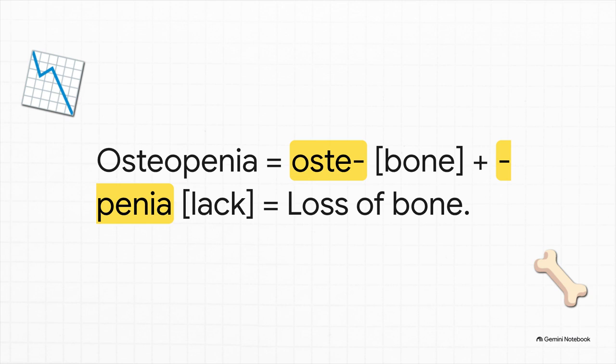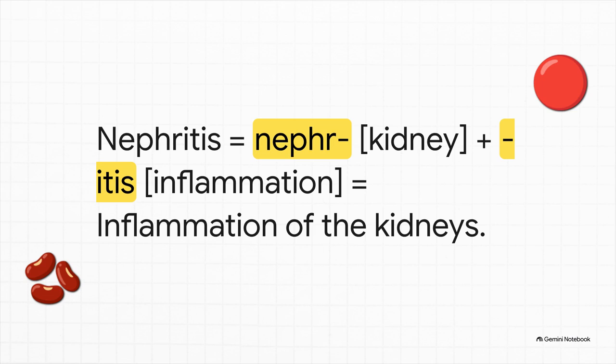No dictionary needed. All right, let's look at nephritis, connecting back to that cheat sheet from earlier. Nephro tells you we're dealing with the kidneys. Itis tells you there's inflammation. Put it together. Nephritis is inflammation of the kidneys. As a coder, you now know exactly which body system you are dealing with just by reading the word.